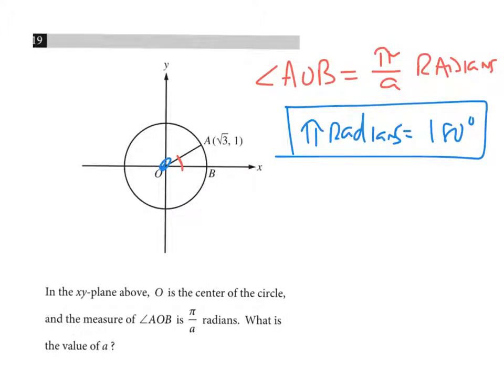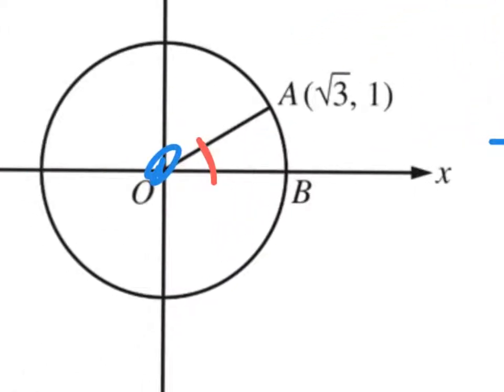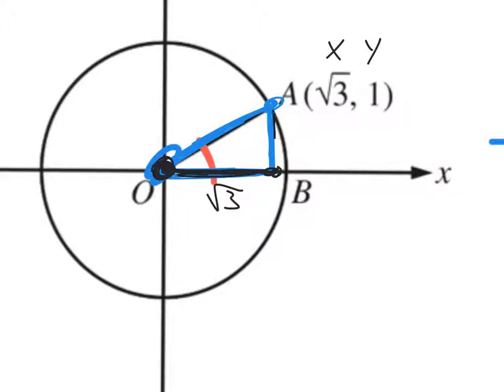Now what we're going to do is this. We're going to draw a right triangle in our diagram. Since I know the coordinates of A are radical 3 and 1, that means the x value is radical 3 and the y value is 1. So here, starting from point O, the origin, the x value is radical 3, the y value is 1.